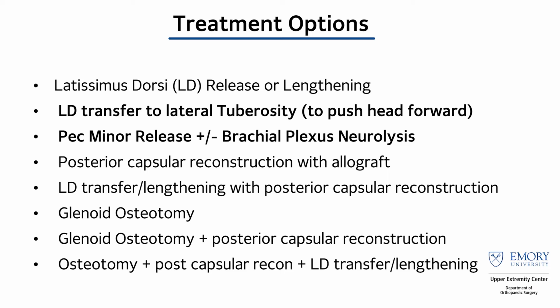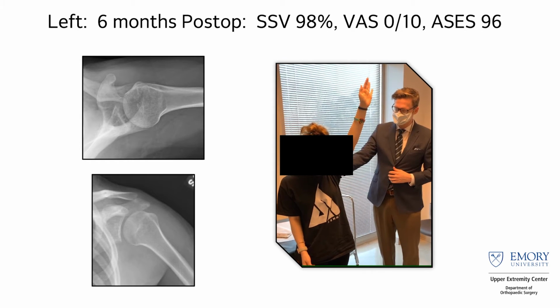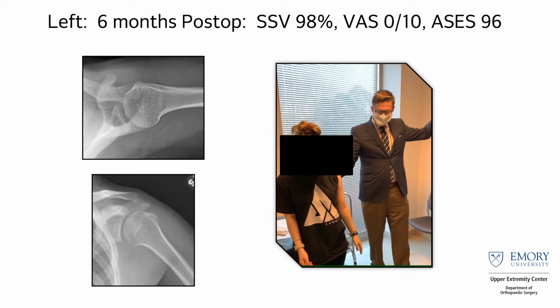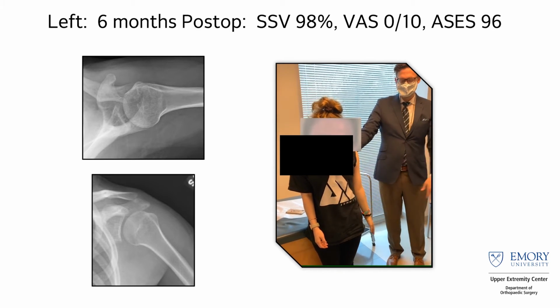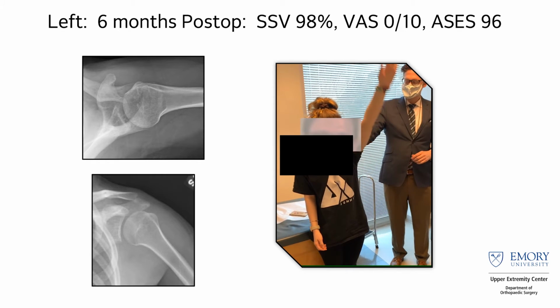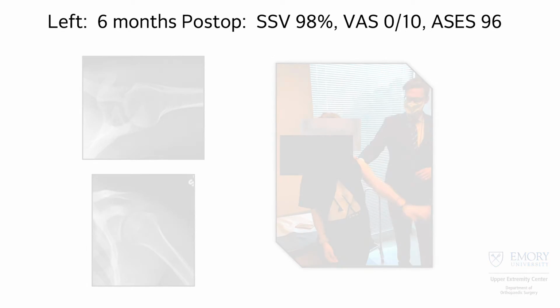Because of her latissimus spasm, and this is not the purpose of this talk, but because of latissimus spasm and her scapular dyskinesia, we did a latissimus transfer to her greater tuberosity and a pec minor release, and you're able to see we were able to recenter her humeral head and gave her pretty good overall function.